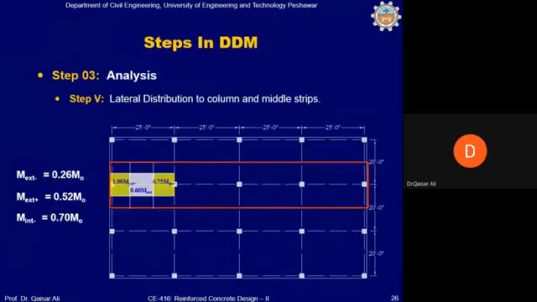If we now laterally distribute this bending moment, 100% of this bending moment will be given to the column strip, and 60% of this positive bending moment will be taken by the column strip, and the remaining 20% will be given to the middle strips. And 75% of this 0.7 M naught will be taken by the column strip.